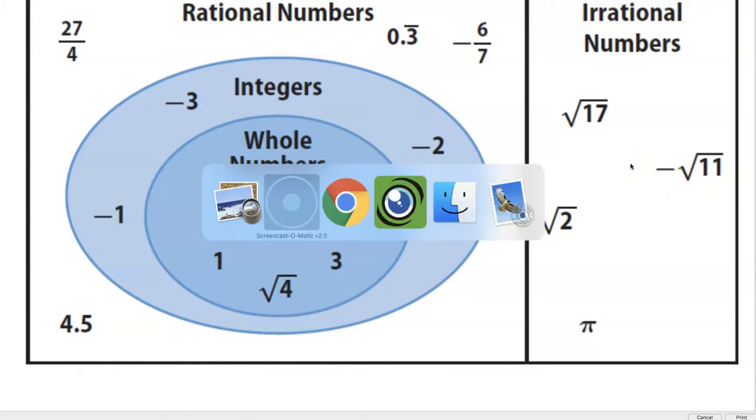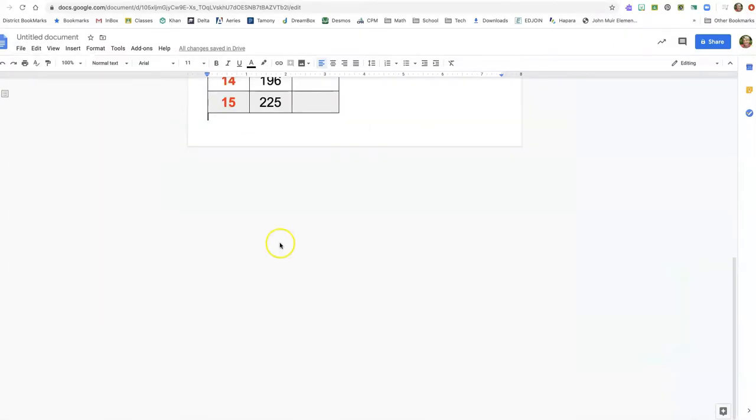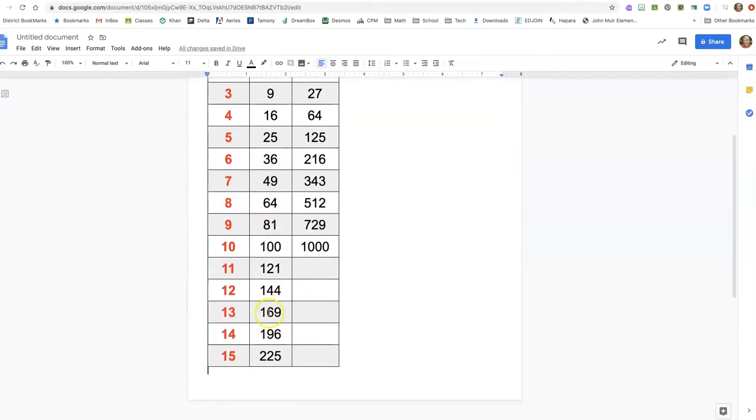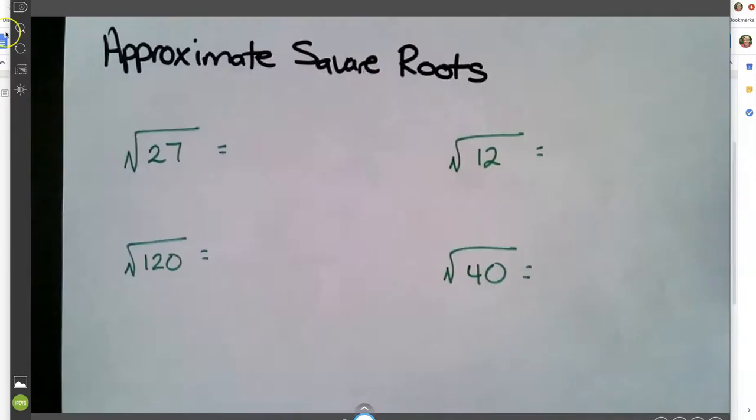Okay, the perfect squares were those numbers that I had you memorize: 4, 9, 16, 25, 36, 49, 64, 81. These are the perfect squares. You could keep going. Okay, there's an infinite number of perfect squares. Okay, so let's look at trying to find the approximate values of some square roots, okay?